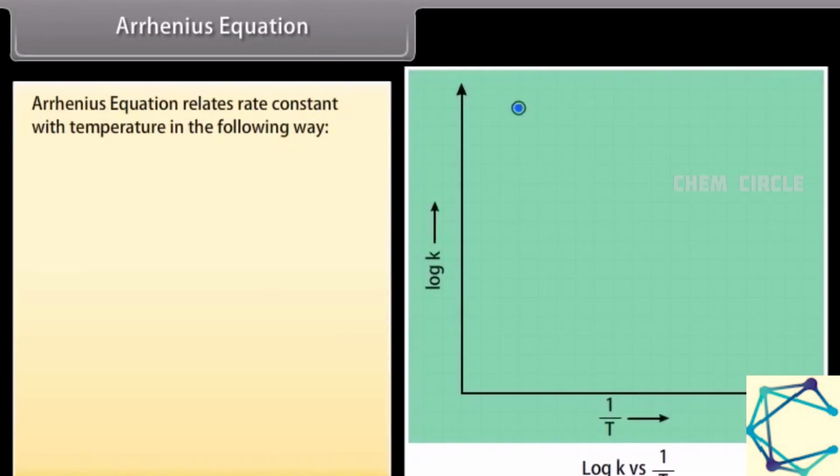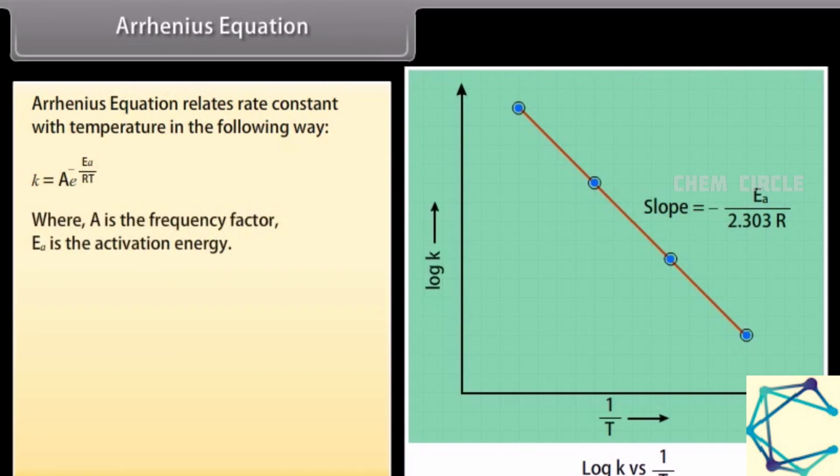Arrhenius Equation. Arrhenius equation relates rate constant with temperature as K is equal to the product of A and e raised to the power minus EA upon RT, where A is the frequency factor and EA is the activation energy. Taking natural log on both sides, we get natural log K is equal to natural log A minus EA upon RT.